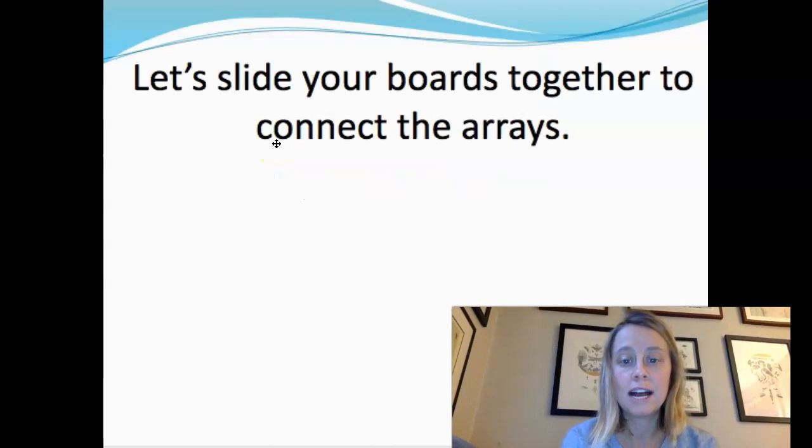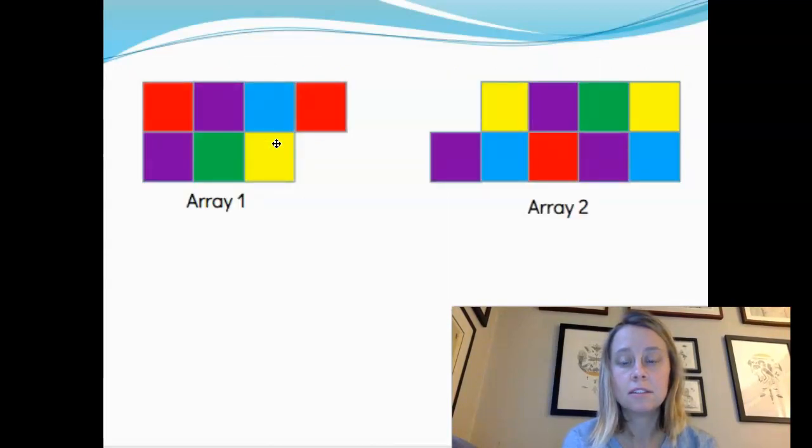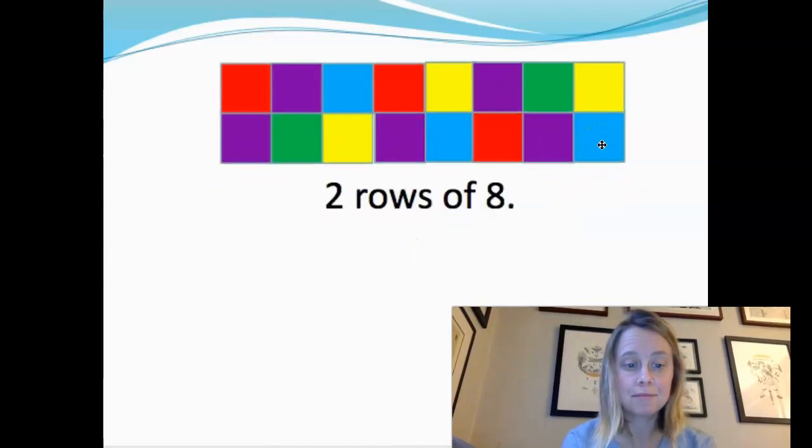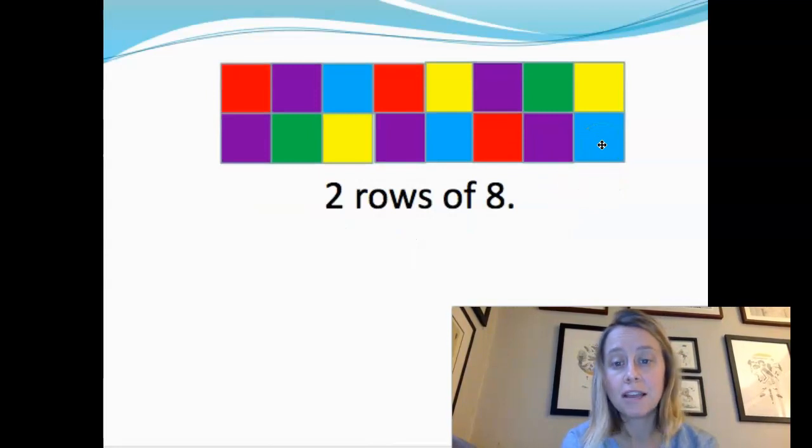We're going to slide them together to add the 2 odd numbers together. What do you have? Let's count. 1, 2, 3, 4, 5, 6, 7, 8, 9, 10, 11, 12, 13, 14, 15, 16. 2 rows of 8 make 16 total tiles.